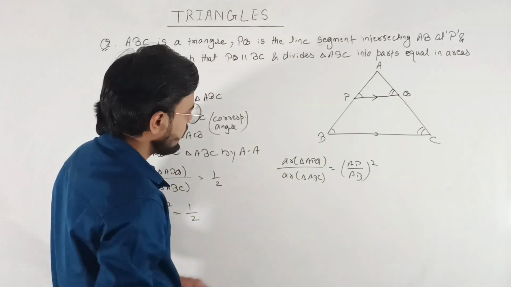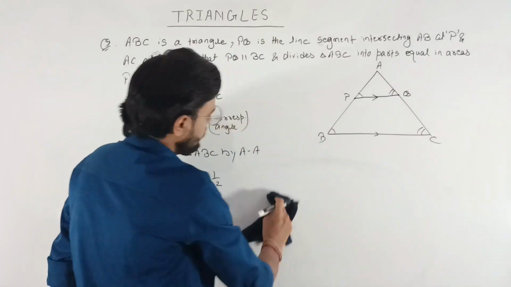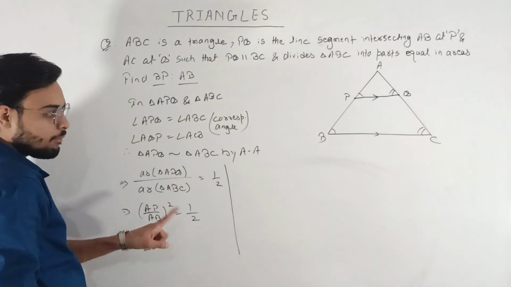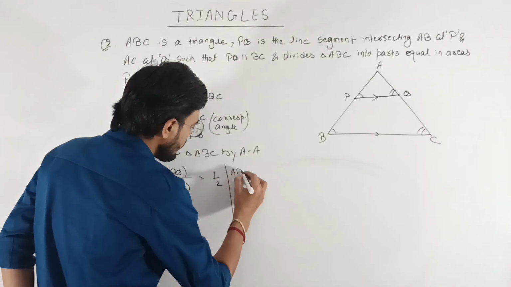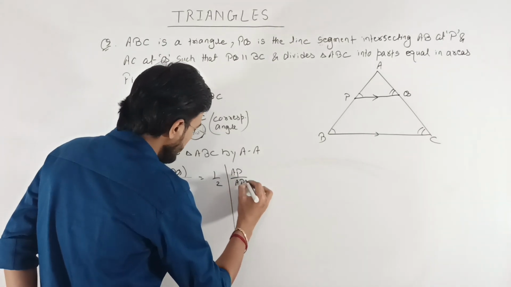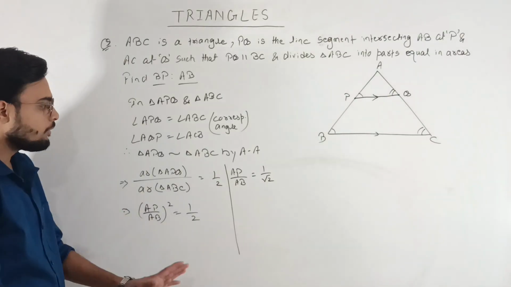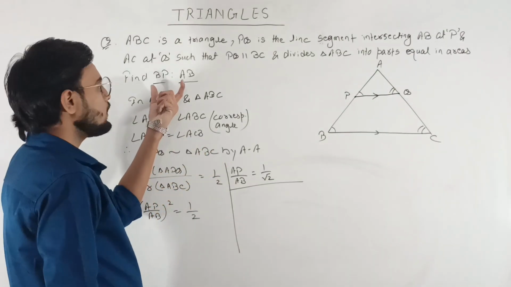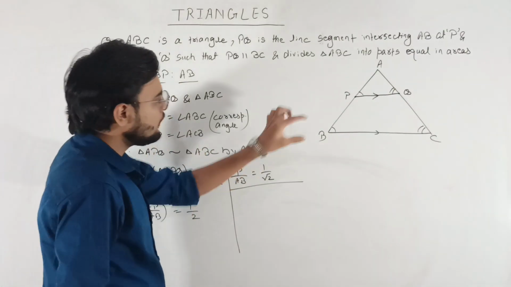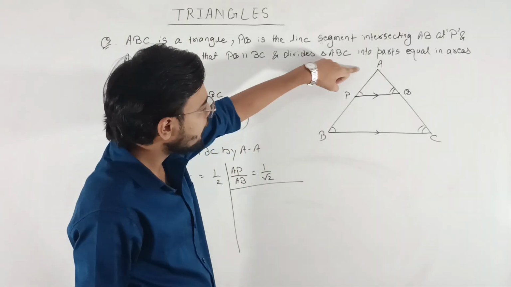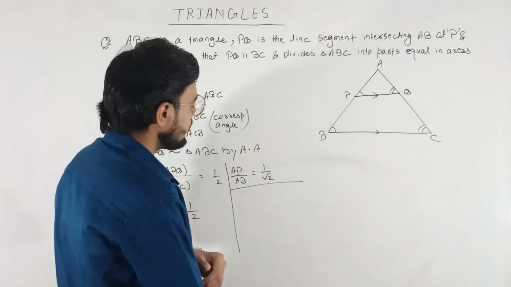Now this square goes to the other side and becomes a root. So AP upon AB is equal to 1 upon root 2. Now we have to find BP upon AB. BP is here and AB. How do we find BP? I subtract AP from AB, then I get BP.